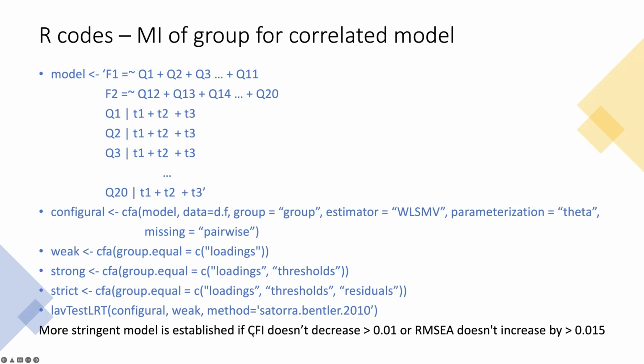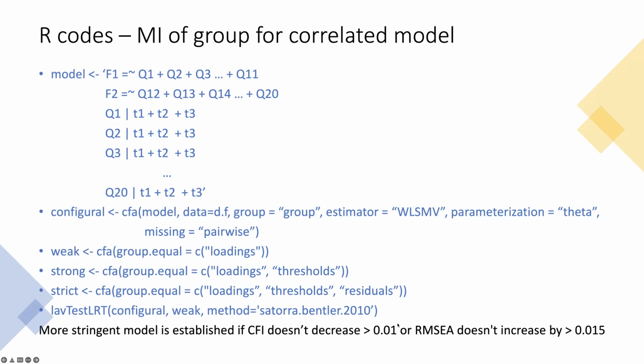The ones you want to look at is just the CFA, to see if it didn't decrease more than 0.01, or if the RMSEA didn't increase more than 0.05, then you have established the next level of invariance, and you can just keep going. The next one you can put weak here, strong, and then run it again.